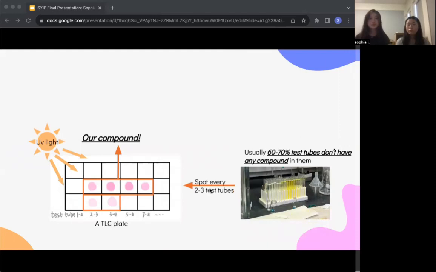After that, we want to determine the test tubes that have the exact products in them. Besides, usually 60 to 70% of test tubes don't have any compound in them. So we spot every 2 to 3 test tubes on the TLC plate. Since our products are UV active, we can see them under the UV light, so we can determine which test tubes have the compound we want.